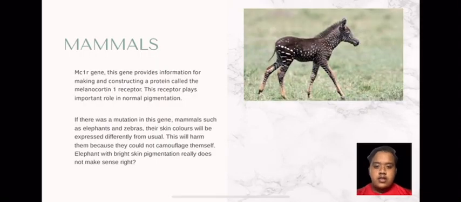For question 4, the gene that is associated with the skin cell for the mammal is the MC1R gene. This gene provides information for making and constructing a protein called melanocortin-1 receptor. This receptor plays an important role in normal pigmentation in mammals.